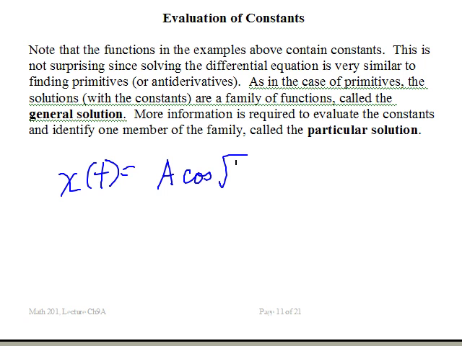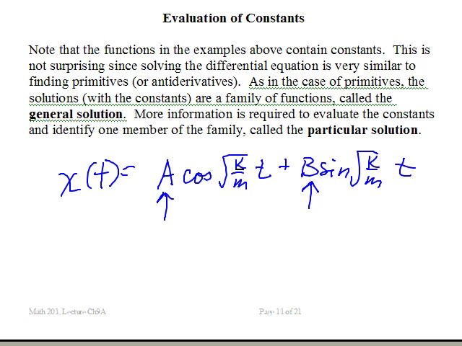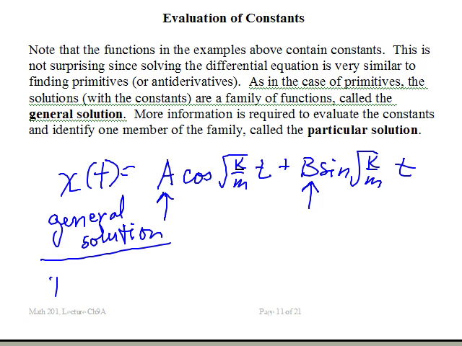For the spring, there was the square root of K over M times t, plus B times the sine of the square root of K over M times t. Here we have two constants, A and B. When we find this functional form, there might be extra constants such as this hanging around. They will satisfy the differential equation, but we need to go further to be able to evaluate these coefficients, these constants. This is called the general solution. If you can find values for A and B, then you arrive at the particular solution.